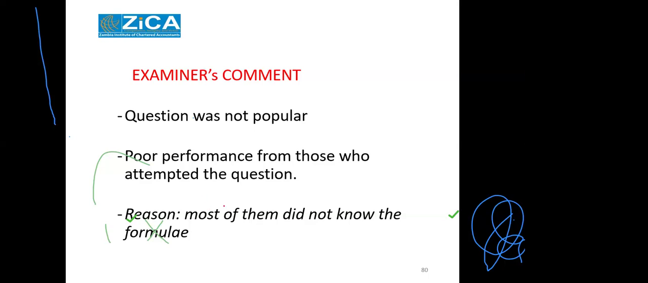Examiner's comment on this question: the question was not popular. There was poor performance from those who attempted the question. The reason is that most of them did not know the formula. So the warning is that future candidates should learn the formula.